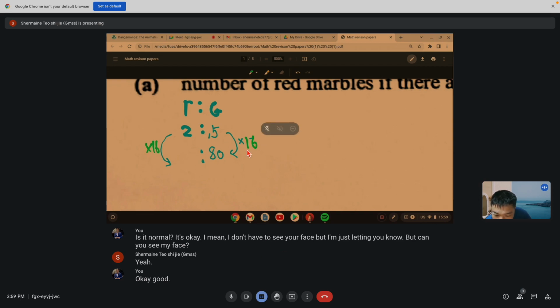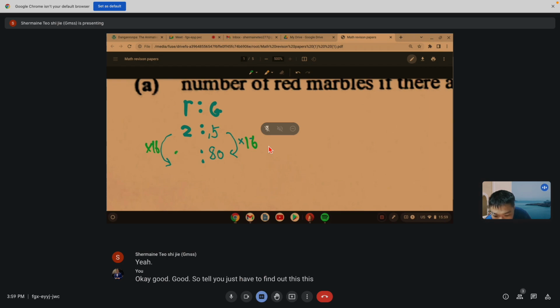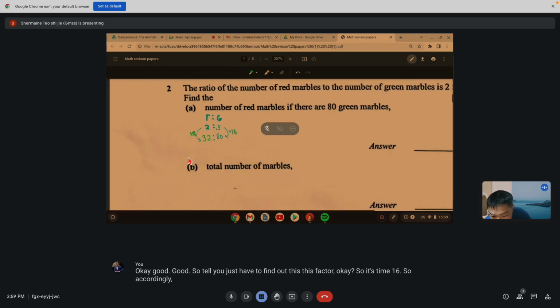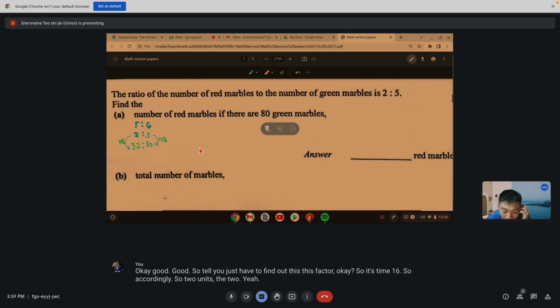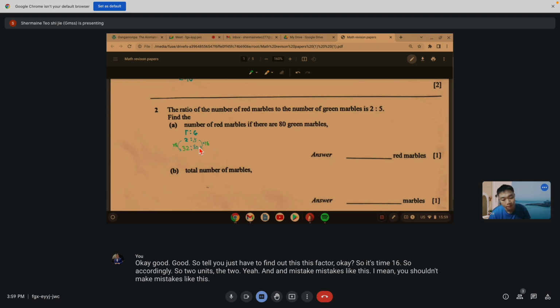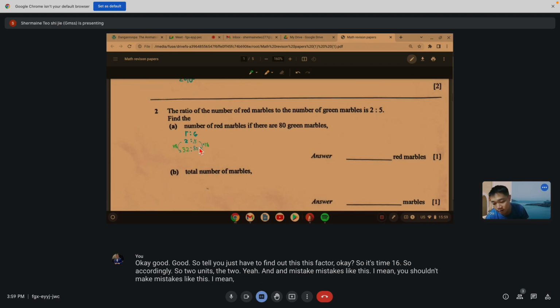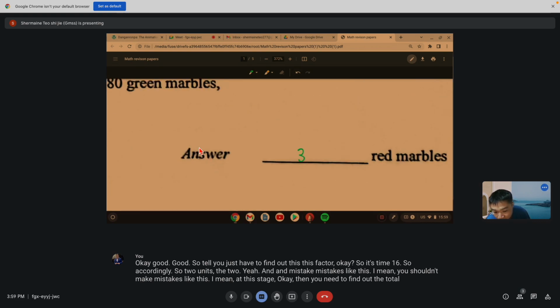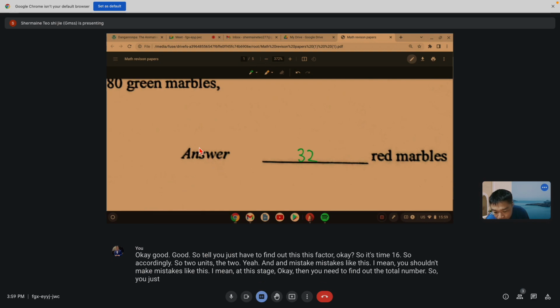Good. So you just have to find out this factor. Okay. So it's times 16. So accordingly, 2 units is 32. Yeah. And mistakes like this, you shouldn't make mistakes like this at this stage. Okay, then you need to find out the total number. So total means just add up.